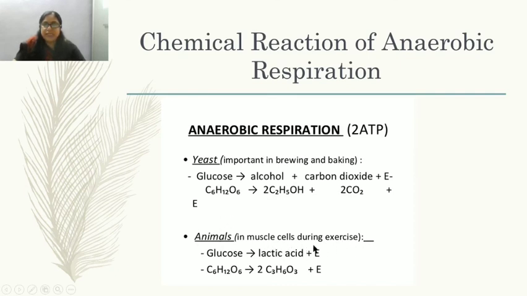Why? Because in exercise our body needs a large amount of energy, and the energy supplied by our cells is not sufficient. Oxygen supply through blood also happens inside the body, but that is not sufficient. In that case, glucose breaks down anaerobically and produces lactic acid and energy. So C6H12O6 breaks down into 2 molecules of lactic acid, 2C3H6O3, and energy is released, this is 2 ATP.